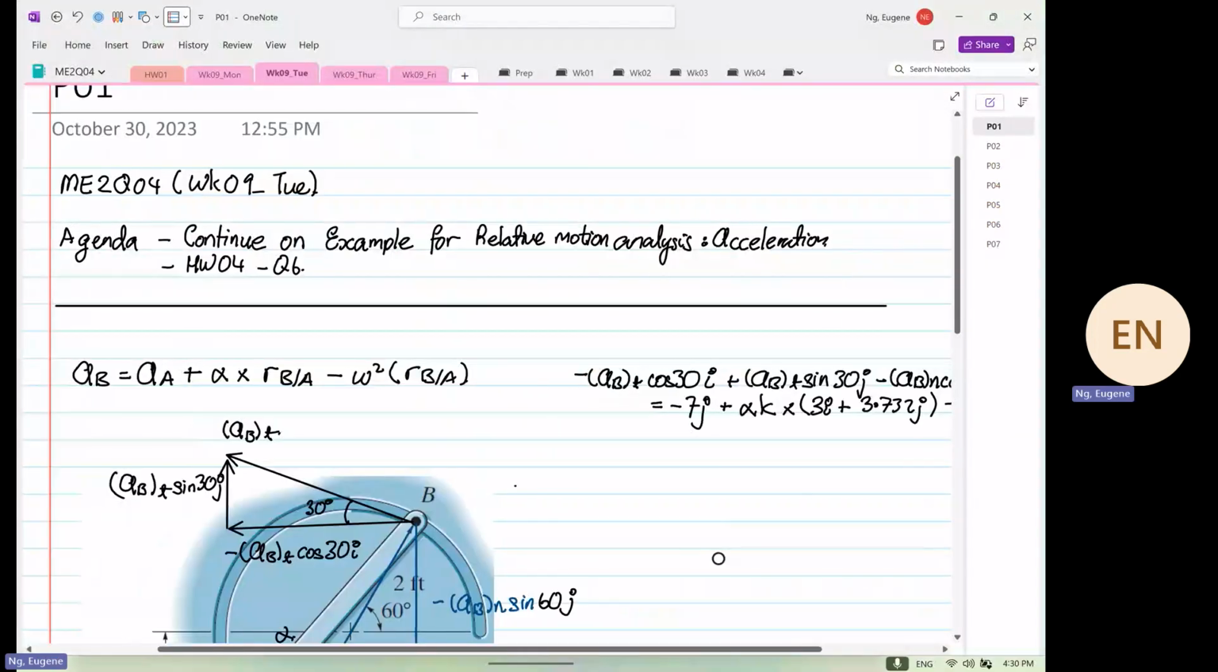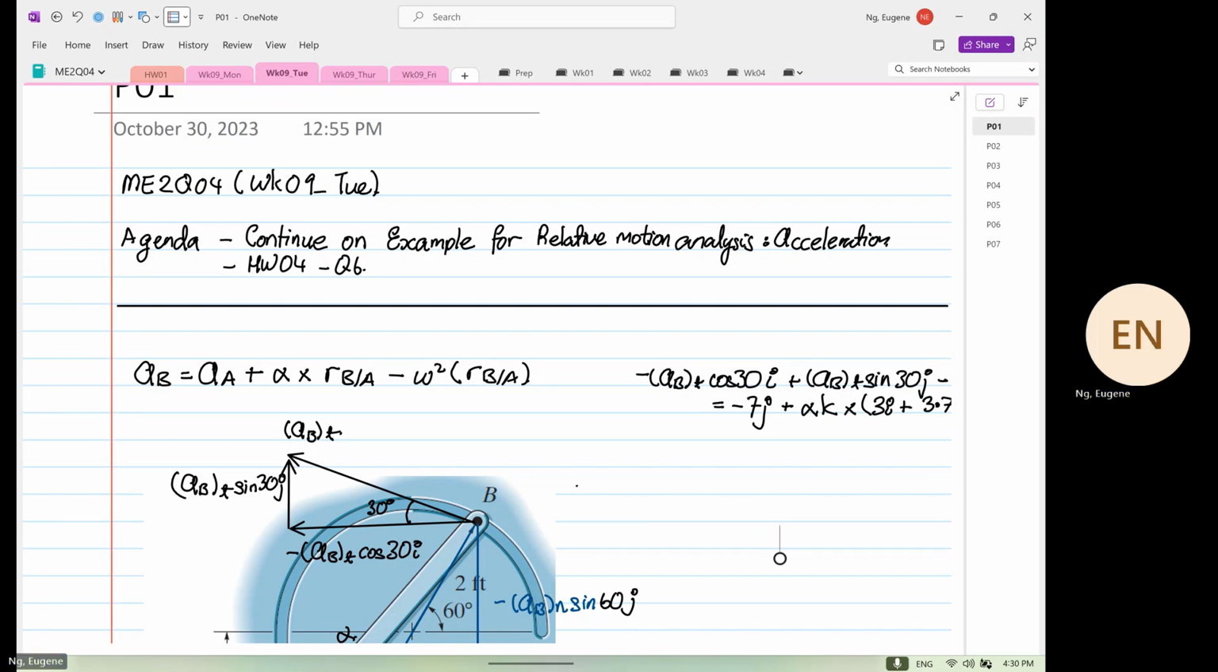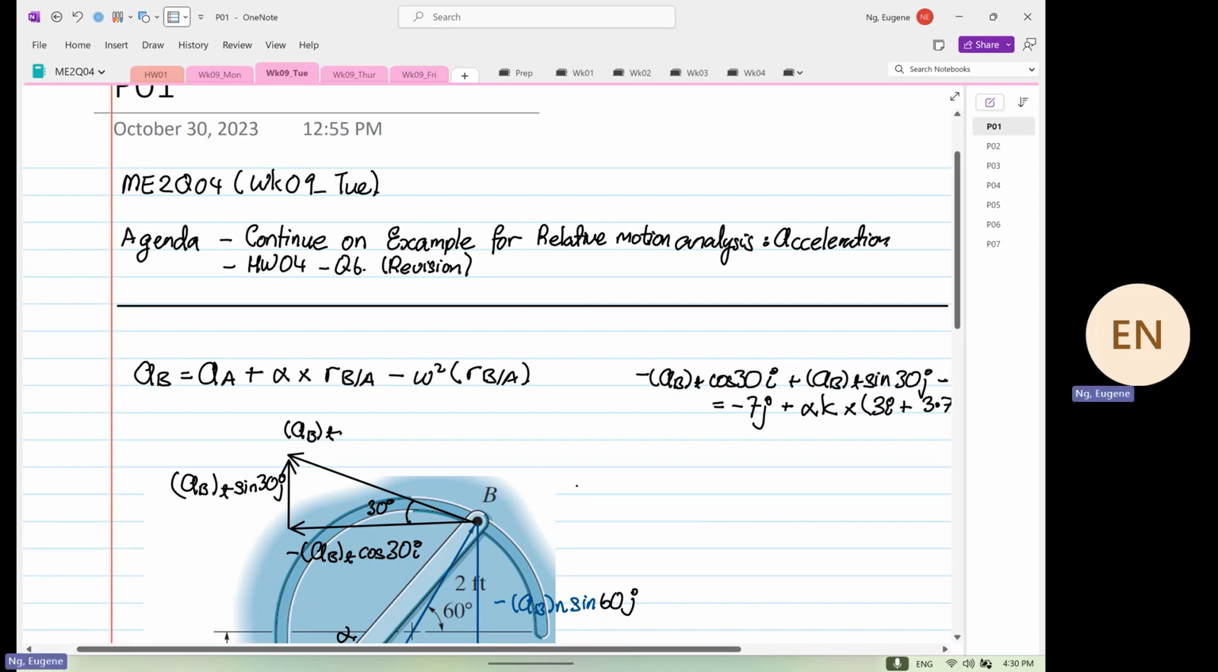So what we are going to do today is continue on the last example of relative motion analysis for acceleration. Then I'd like to go through homework 4, question 6. It's a sort of revision for your term test on Monday. I repeat again, it's a sort of revision.